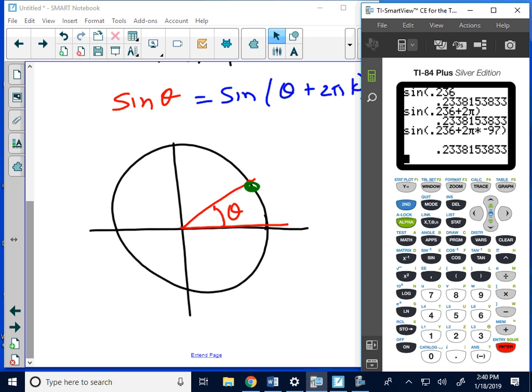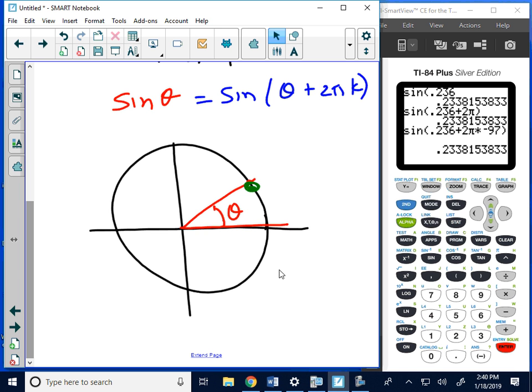Okay. While I'm here, let's talk about even and odd. This angle that I've shown is a positive angle. Why?